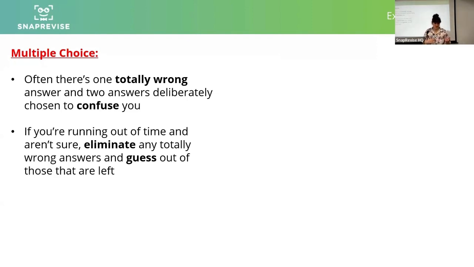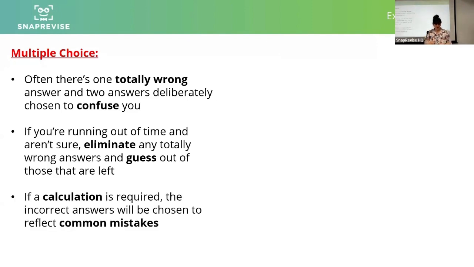Or 25%. So if you're running out of time and you aren't sure, eliminate, but put a star and come back to it if you can at the end. If a calculation is required, and often they are for only 1 mark, which is hard, the incorrect answers will be chosen to reflect some common errors. So again, if you're unsure, put a star, come back to it. Show your workings so you can come back to it easily and you can track and see if you have made a common error, but come back to it at the end.